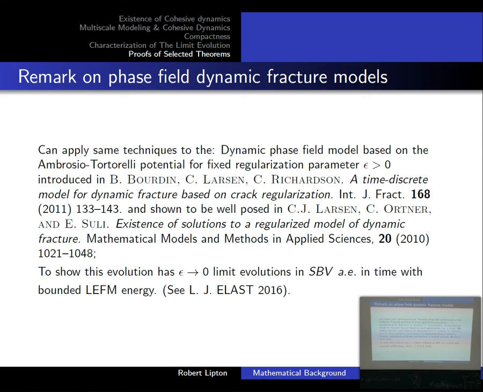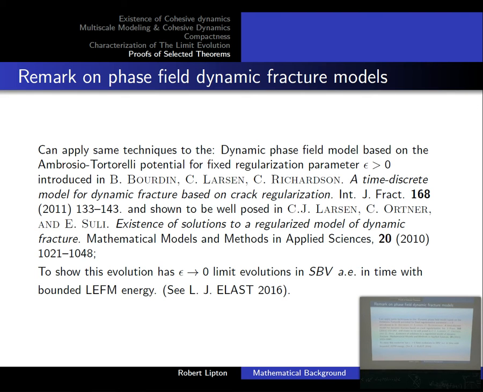In the dynamic experiments they have done at fixed epsilon, they never passed to epsilon equals 0. But you can use these techniques to pass to epsilon equals 0 and show that their methods actually converge to a sharp interface model, which is given by the energy of linear elastic fracture mechanics. They just didn't know about this compactness and higher regularity, but you can apply it to their method too.